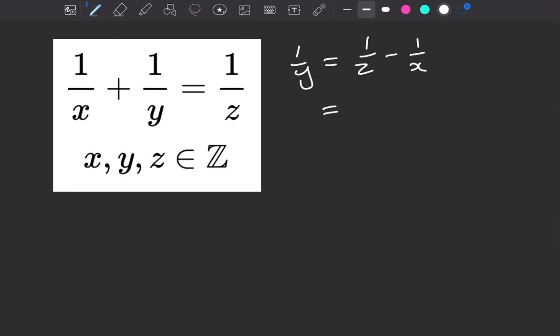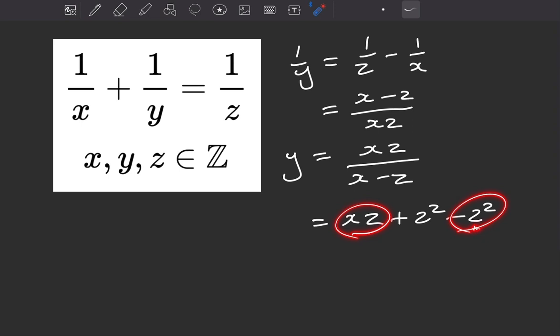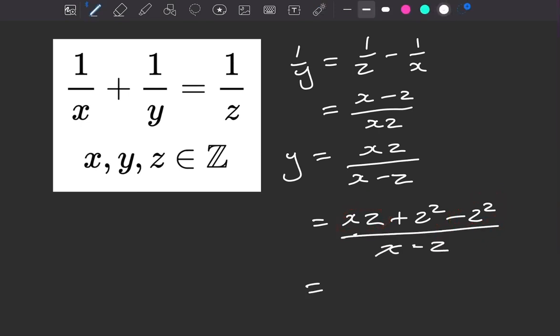And making that into one fraction on the other side, we'll have (x - z)/(xz). And now if we reciprocate both sides, y = xz/(x - z). Now what we'll do is add and subtract z squared to the numerator of our fraction. So that's going to be xz + z² - z². If we then factorize out the z from these two terms, we're going to have z lots of (x - z) plus the other z².